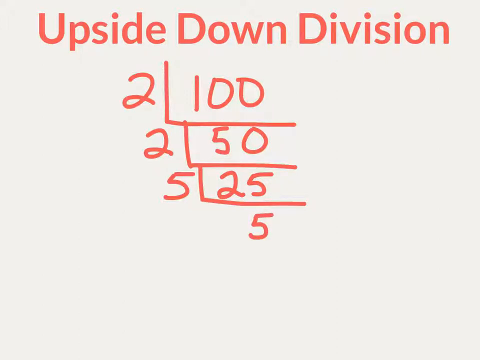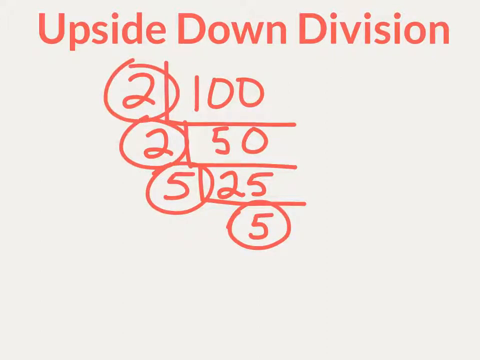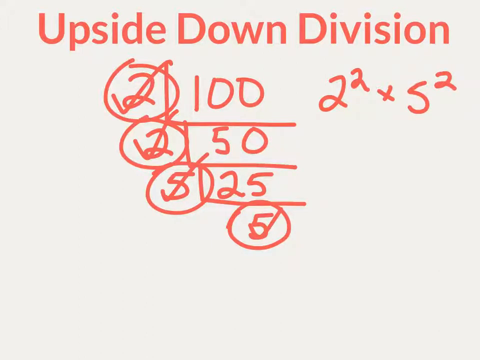And now that all we have are prime factors, numbers that have the factors of 1 and themselves only, we're finished. We count up our 2's, and we have 2 of them, so 2 squared, times, we count up our 5's, and we have 2 of those, times 5 squared. 2 squared times 5 squared is 100.